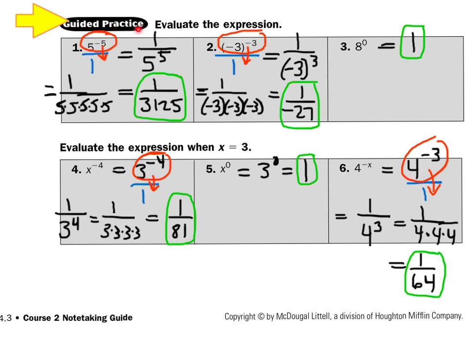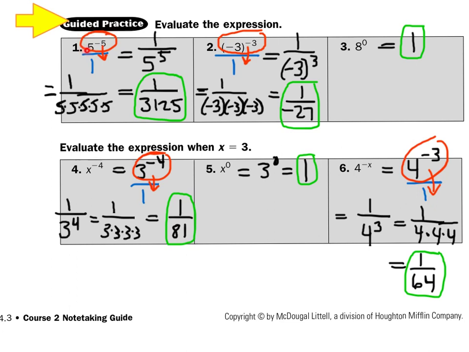Okay, take a look at guided practice. Remember, it's best if you try it before you hear me explain it. You should try it first. Number 1 is 5 to the negative 5th power. As soon as you see that negative power, I want you to draw the fraction bar and put the 1 in the pool.